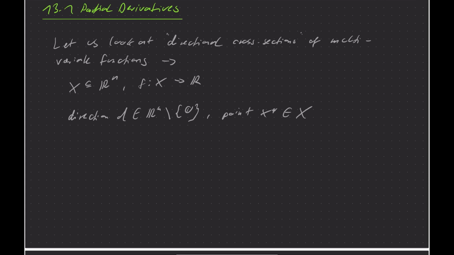We'll be a little more specific about this. We want a point that is somewhere in the interior of X. The reason for that is we want to consider a line that goes through this point x star, where at least part of that line around x star still lies inside of X. So we want an interior point because we want to be able to move in both directions from that point.